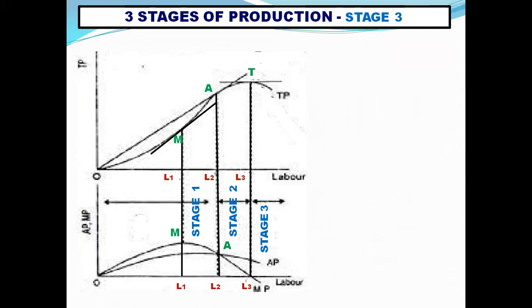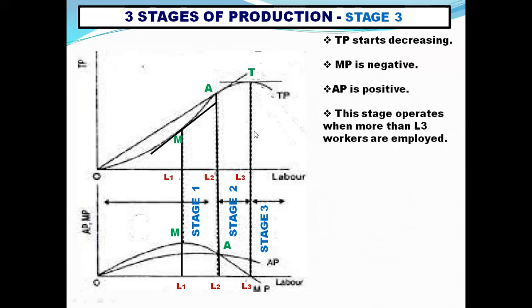Now we come to stage 3. Here TP has started decreasing because this is stage 3, right? This part. Here MP is negative because TP has started decreasing, but AP is positive. It will not touch the horizontal axis. When you're drawing it in the exam, make sure AP does not touch the horizontal axis, right? So AP is positive, MP is negative, and TP has started decreasing. This stage operates when more than L3 workers are employed. So beyond L3, we get stage 3.